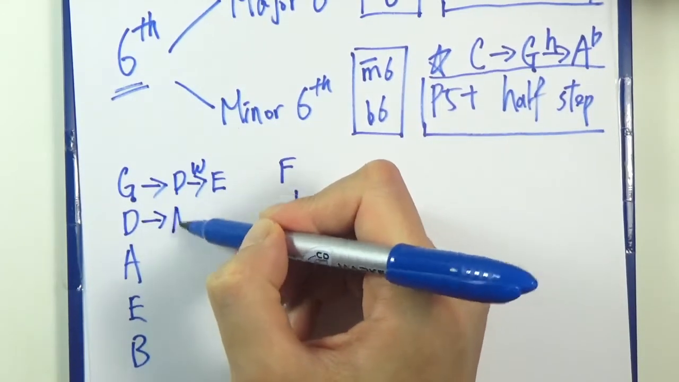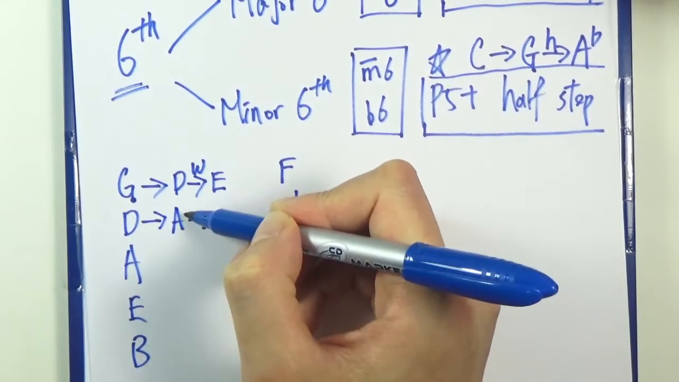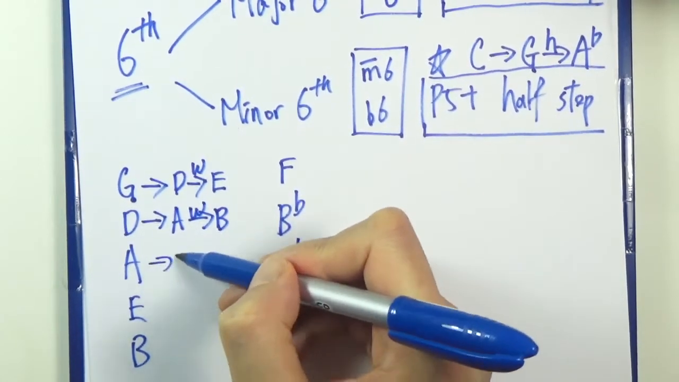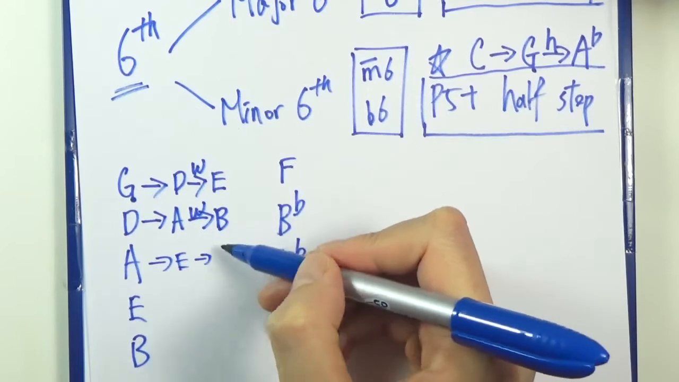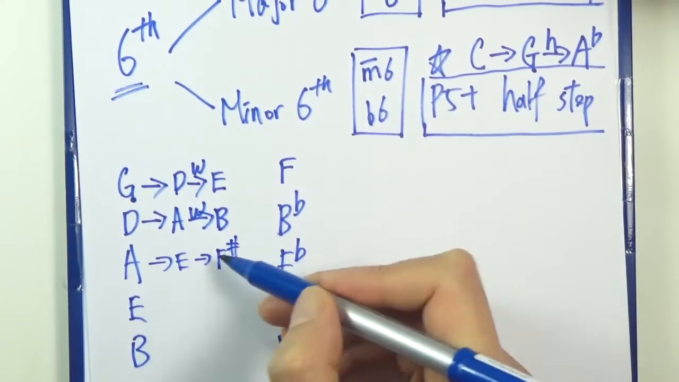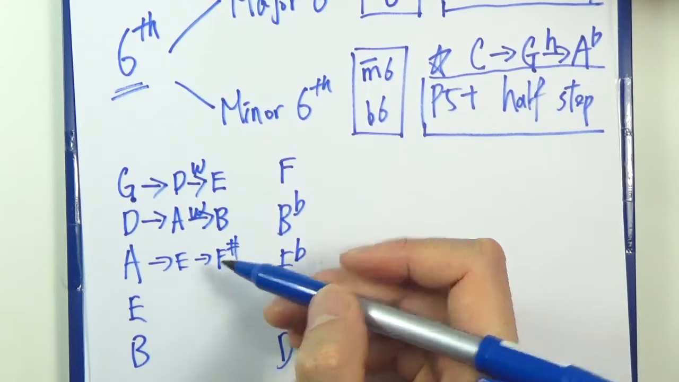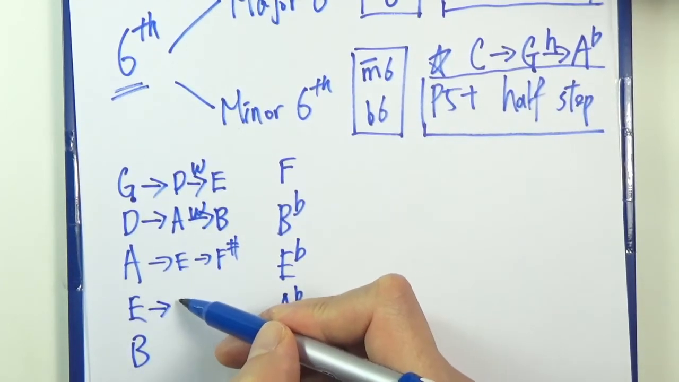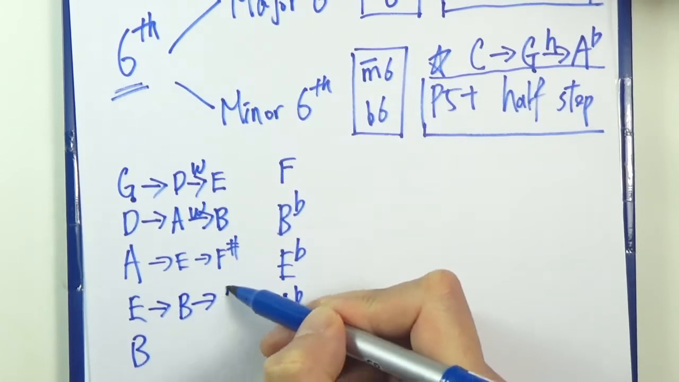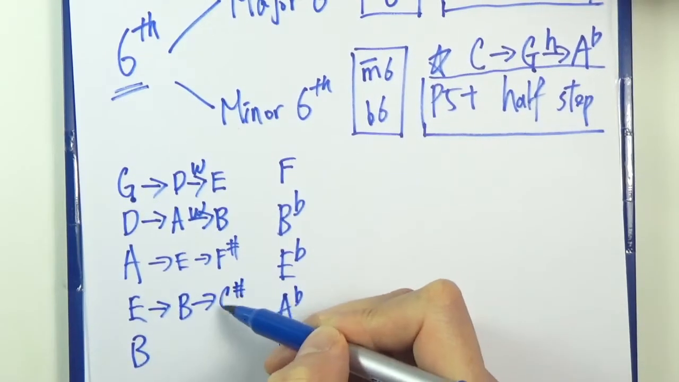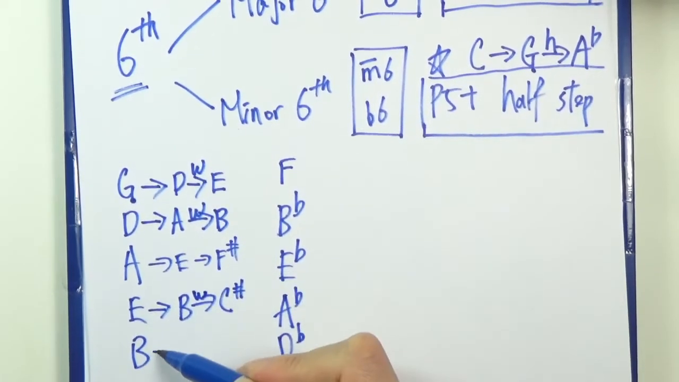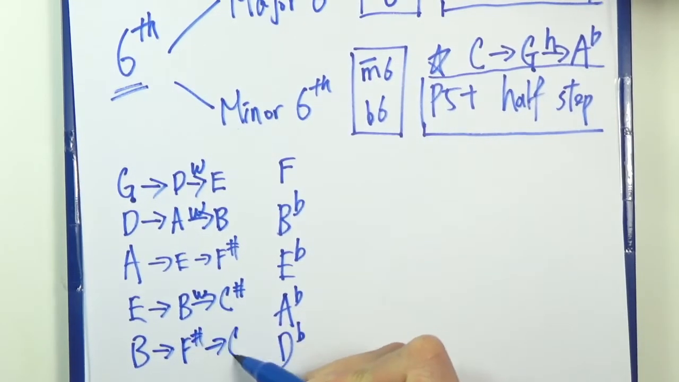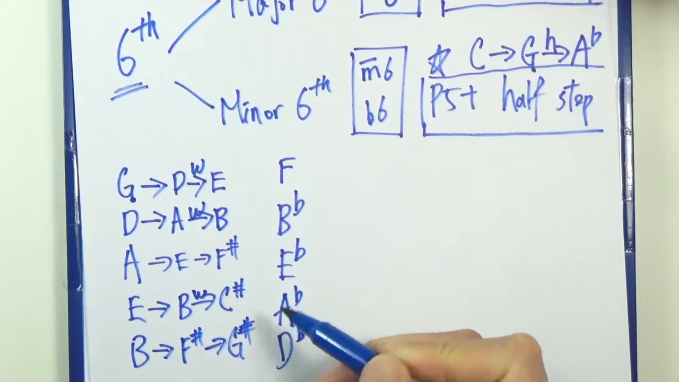Okay, D, A, B. All right. A, E, F sharp. Because E and F, it's a half step apart. They are half step apart. E, B, C sharp here. All right. Because we want a whole step here. B, F sharp, G sharp. All right.